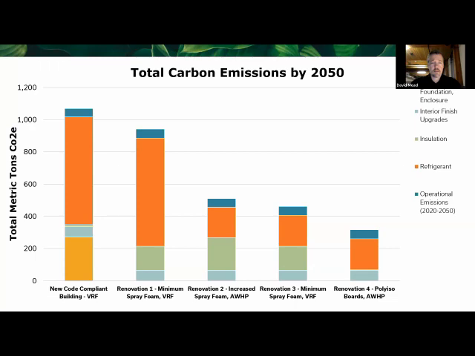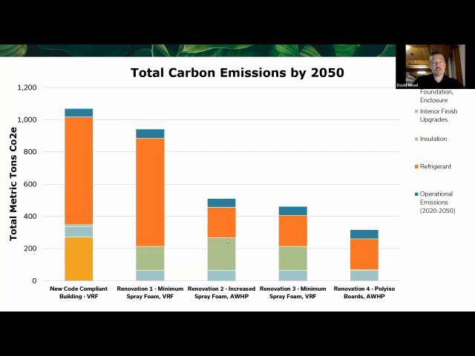The next option is renovation with minimum spray foam and a VRF system. So once again, you can see by reducing the amount of spray foam, it helped quite a bit because the spray foam is kind of baked into this one. Renovation 2 had increased spray foam and the air to water heat pump.